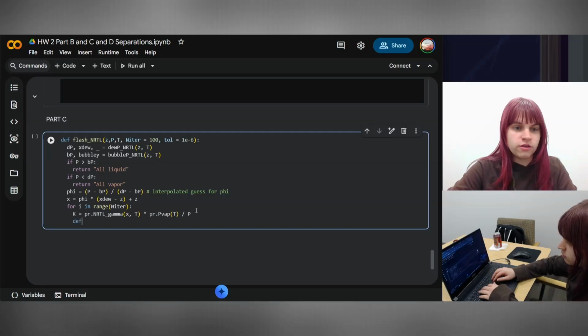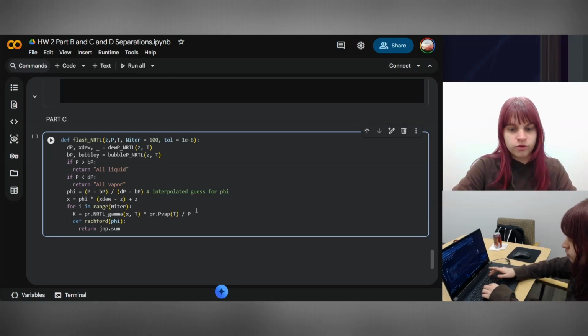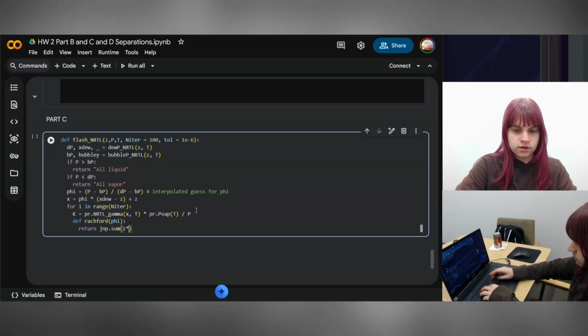And within this for loop, we're going to define our Rachford-Rice function. And we know that from the previous video, I believe it was part A that I did this, so I'm going to reference that. But I derived the Rachford-Rice summation equation.